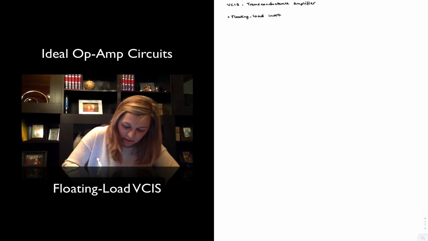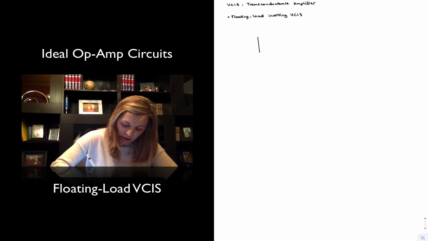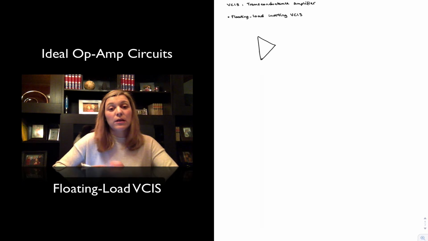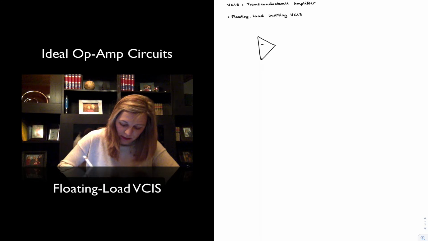inverting transconductance amplifier, or VCIS. And it's very simple. Structurally, it's very similar to the inverting amplifier, except now our feedback resistor becomes the load resistor. So let's see how that works.